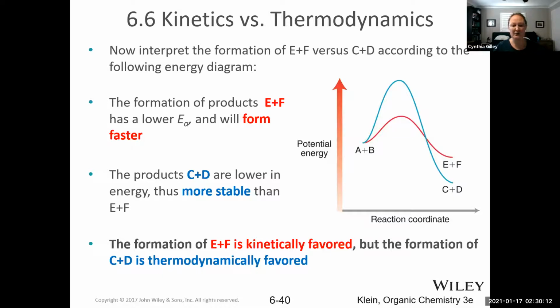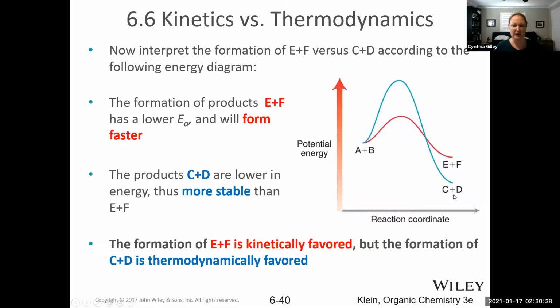But at high temperature and given enough time, then it's much more likely that the reverse pathway becomes feasible and there's enough energy to go back. And if there's enough energy to go in both directions, eventually an equilibrium can be established, and the more stable product will be the major product. It will have a higher concentration at equilibrium. So we call this the thermodynamically favored products.